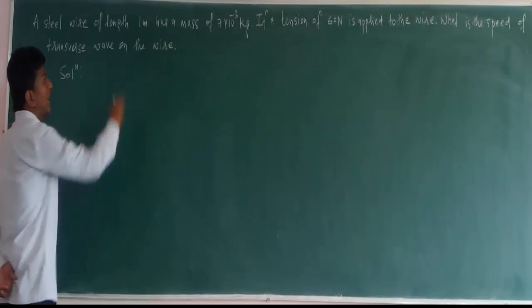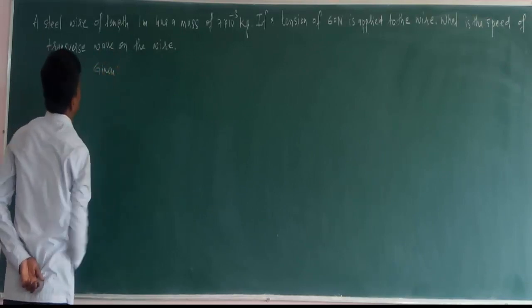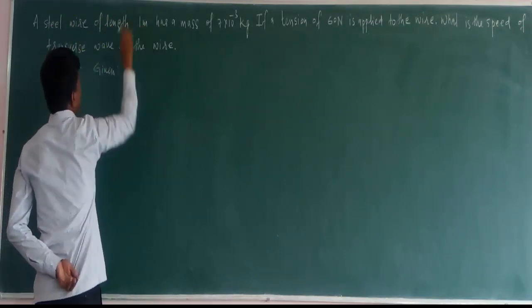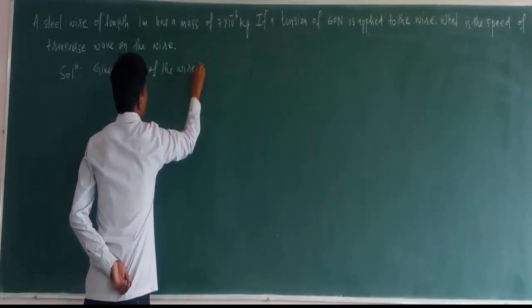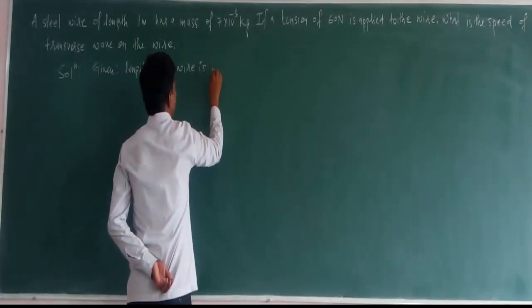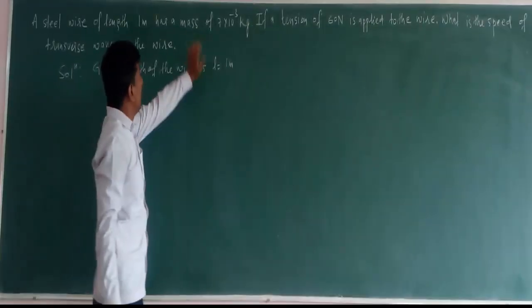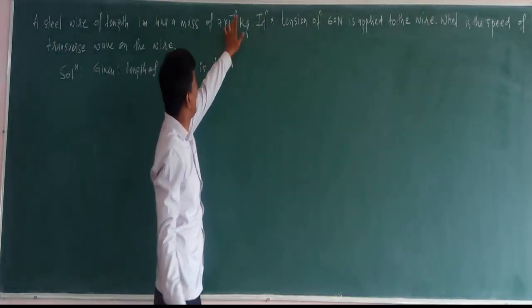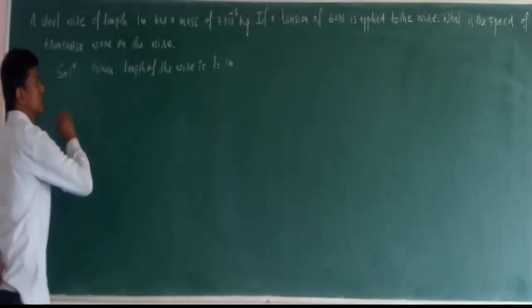The first thing is to write the given things in this problem. The length of the wire is given to you. How much is the length of the wire? 1 meter. That is, L = 1 meter. Along with the length, there is a mass of 7 × 10^-3 kg. The mass of the steel wire is 7 × 10^-3 kg. It is also given to you.